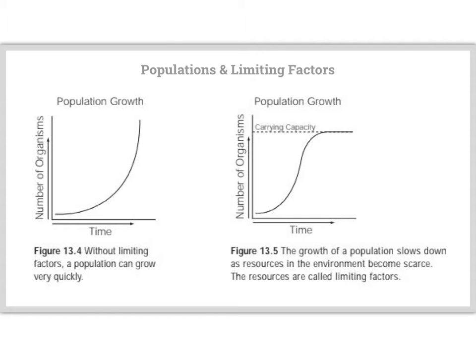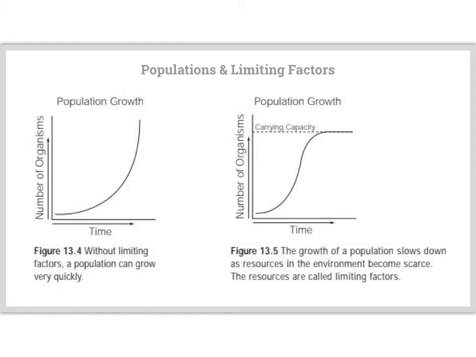So this graph here on the left shows what would happen if our population continued to grow and nobody ever died. The number of organisms would increase over time, and they would increase exponentially. Okay, so lots of growth. It would just go straight up here. But what we know is that things die, things eat one another, populations move.